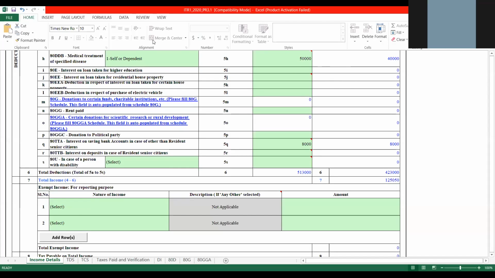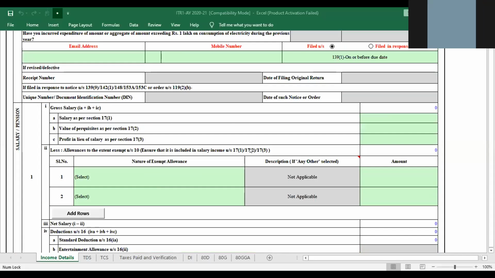Thank you, Komal ma'am. Please allow me a moment to share my screen. Yeah, taking forward from where Komal ma'am left us.